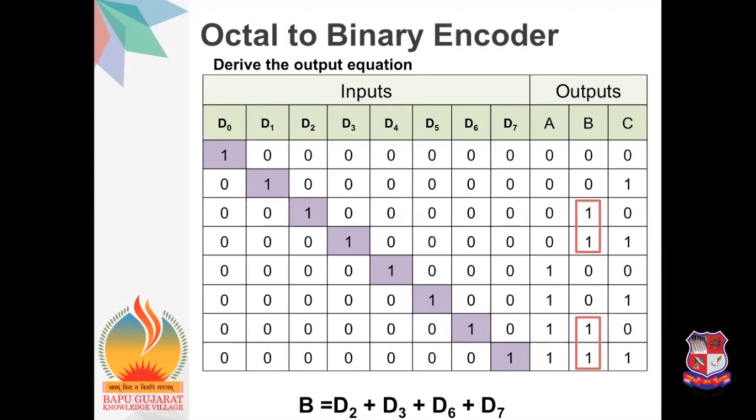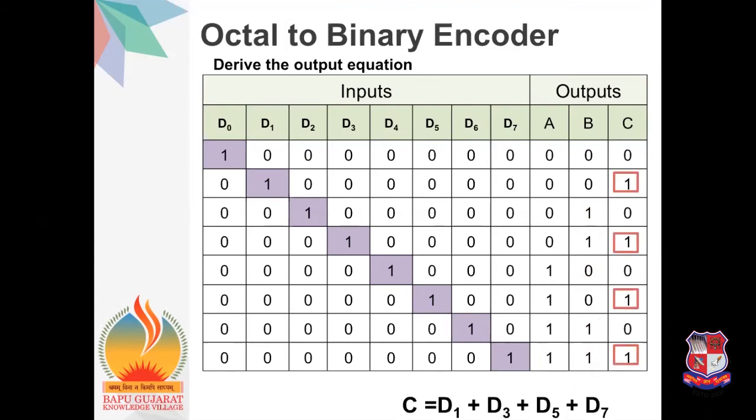Same way, we can write down the logic expression for C. In that also 4 times 1 occurs. The first one occurs whenever D1 is activated, the second whenever D3 is activated, the third whenever D5 is activated, and the last whenever D7 is activated. So the logic expression for C is D1 or D3 or D5 or D7. So this is the octal to binary encoder and the logic expressions for the A, B, C outputs.